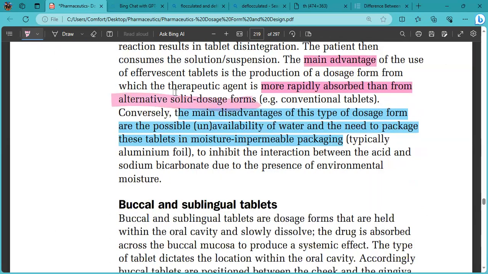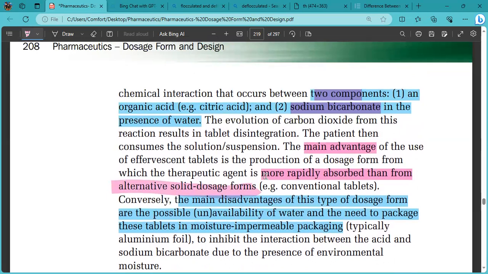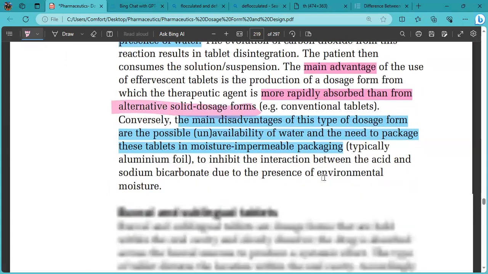Then there are two main disadvantages of this dosage form. Number one, if you give this type of medication to a patient who doesn't have access to water, they're unable to use it. They cannot just swallow it as it is. The second is you have to have specific packaging that is waterproof or keeps the tablet at the lowest moisture content possible, because the minute it's exposed to water or any moisture, the reaction between the sodium bicarbonate and organic acid will happen, and the tablet will lose its integrity.